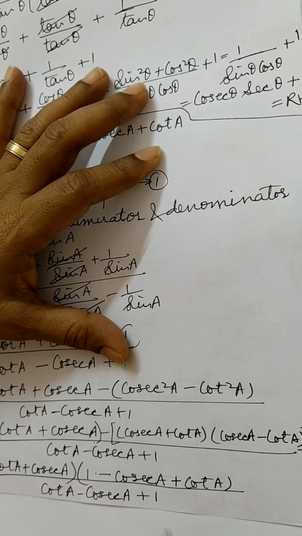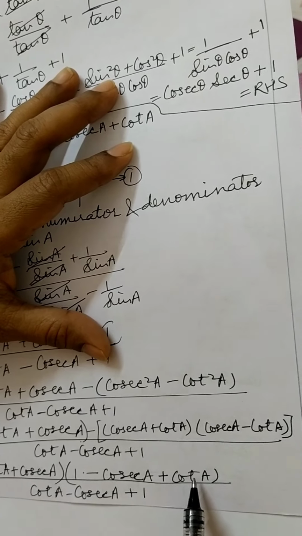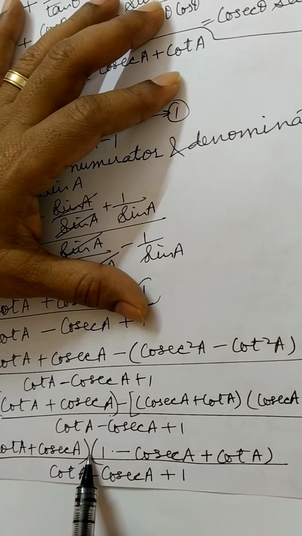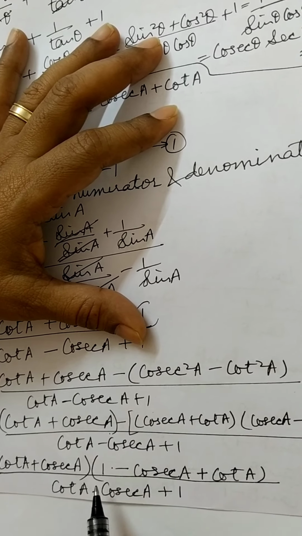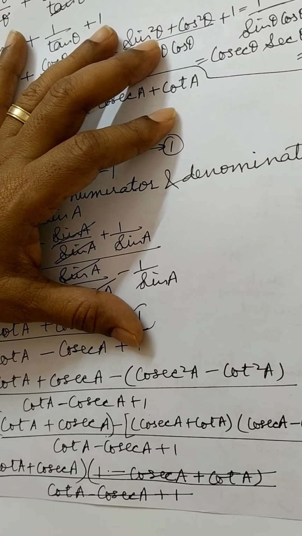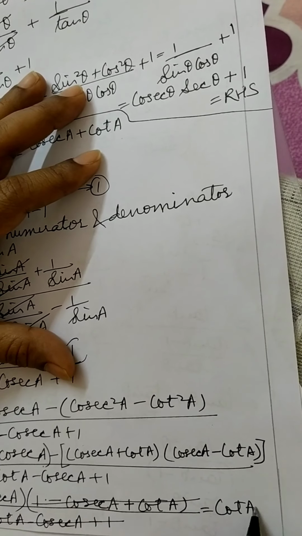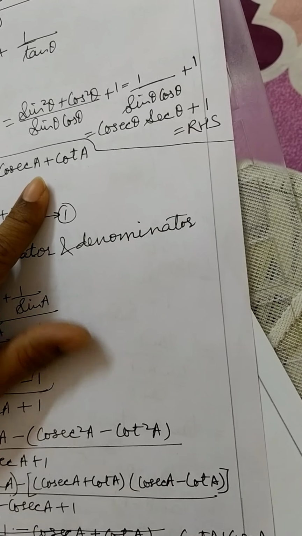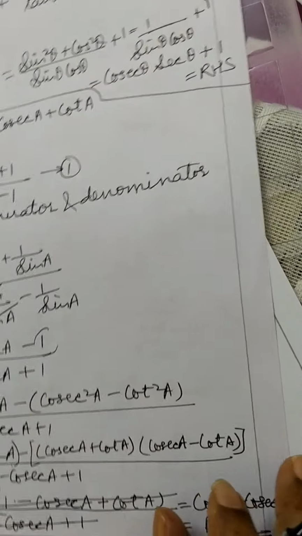Now children, you can notice here that our denominator and the terms in the second bracket in the numerator are the same, and there is a multiplication between both the brackets here. So you can see cot A minus cosec A plus 1, cot A minus cosec A plus 1. So these are cancelled. So what we are left with is cot A plus cosec A, which was RHS. So we have obtained RHS.